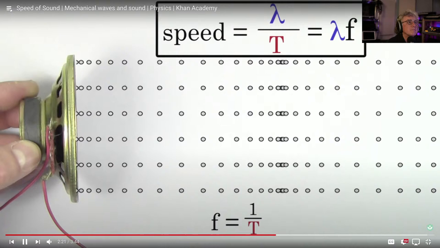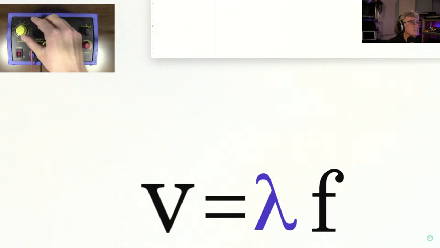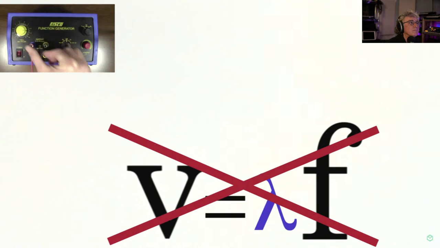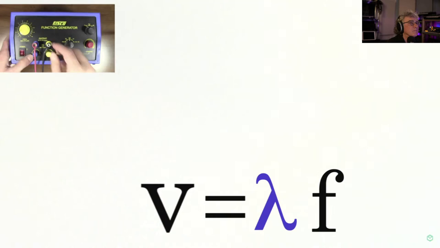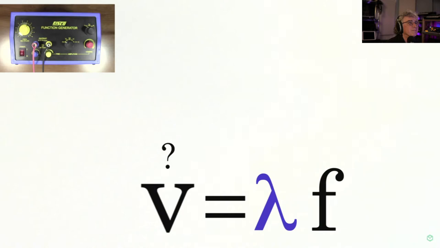Be careful. When looking at this equation, you might think that if you adjust the setting on your speaker and increase the frequency, you'd also be increasing the speed of the sound wave. But that's not what happens. If you increase the frequency, the wavelength will decrease by that same factor, and the speed of the sound wave will remain the same. In fact, there's nothing you can do to the speaker that would increase the speed of sound. So how can we change the speed of sound?